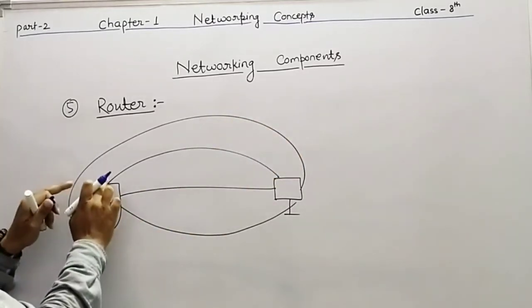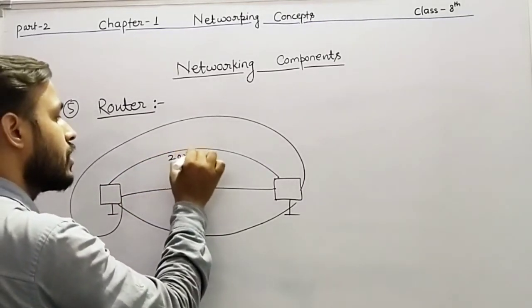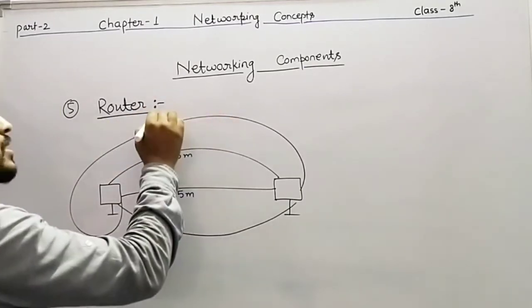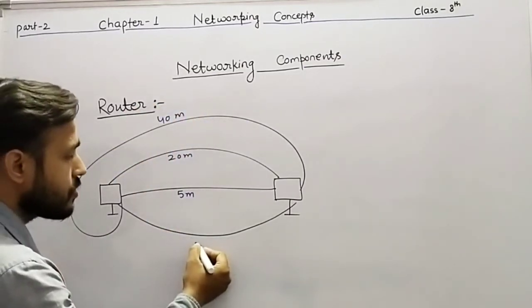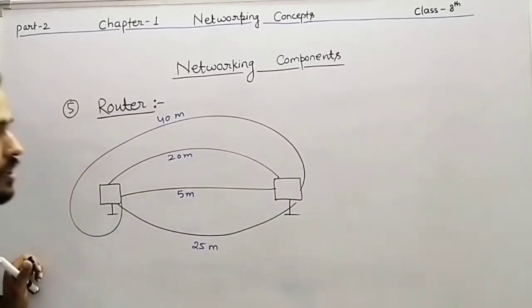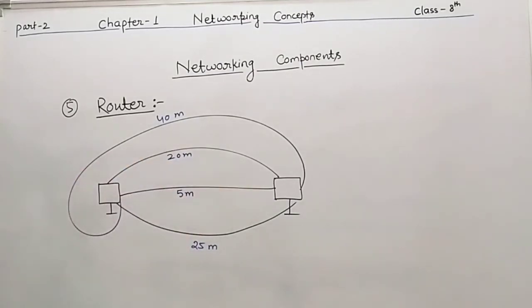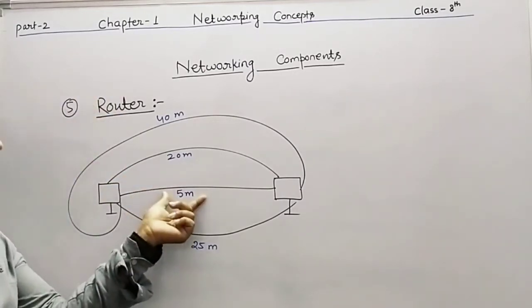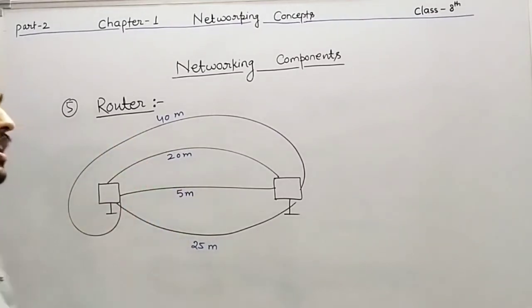And the distance of this route is, let's suppose, 20 meter. The distance of this route is 5 meter. This route is 40 meter. And this route is 25 meter. And we want to send the data from this port to this port. So the router selects the shortest path. This path is shortest, so the router selects this path and sends the data very quickly from this port to this port.